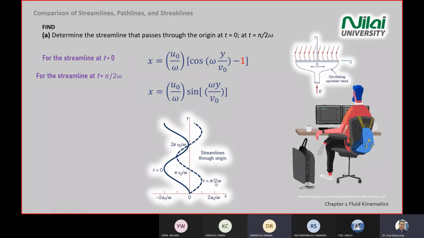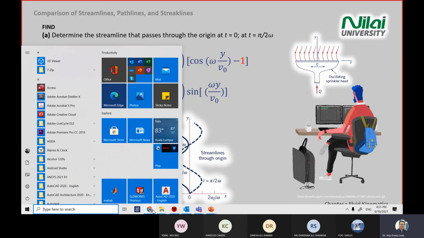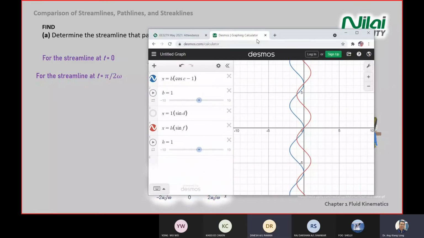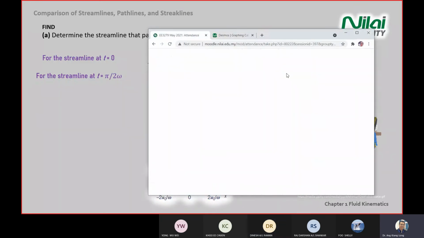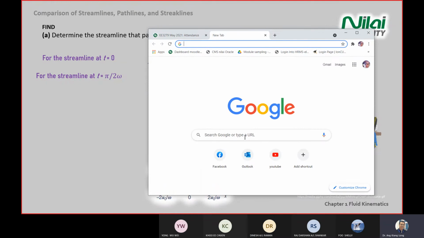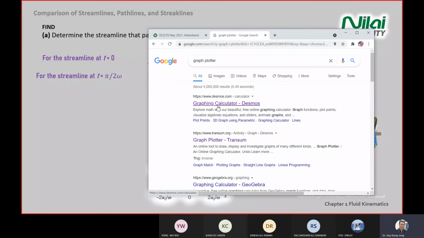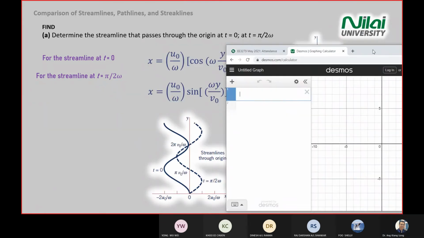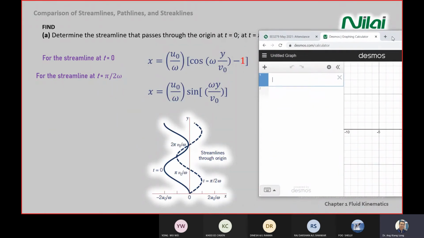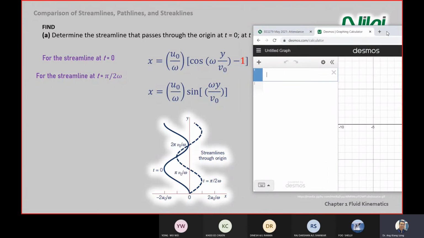Okay, so you don't understand how to use the tools, is it? Okay. So again, apologize to Shirley and others that already know. You just go and Google graph plotter. Go to the first one, and then you just type in the equation that you see here. So again, u naught and omega are constant values.